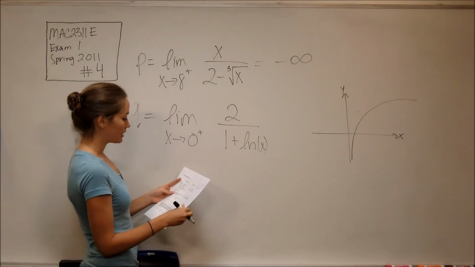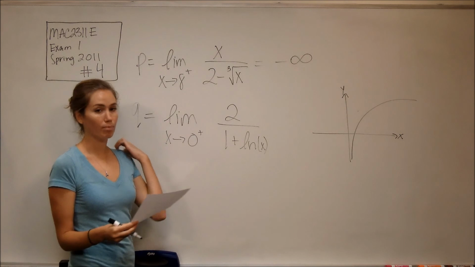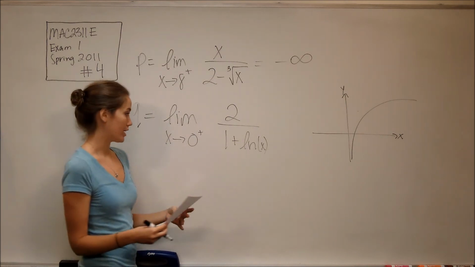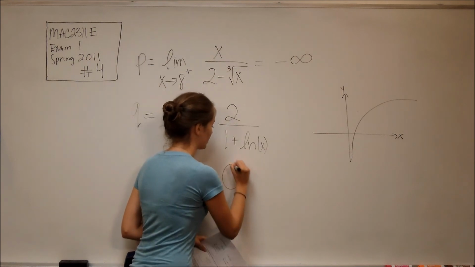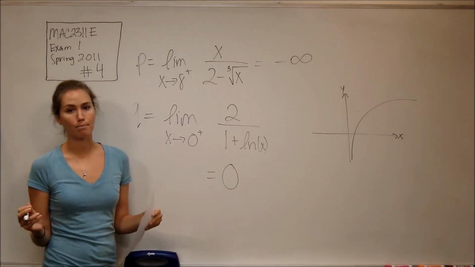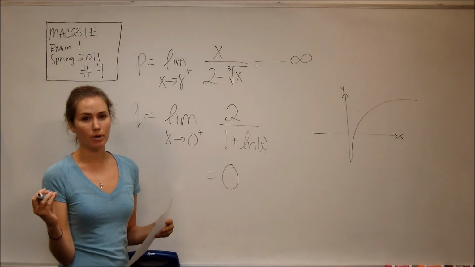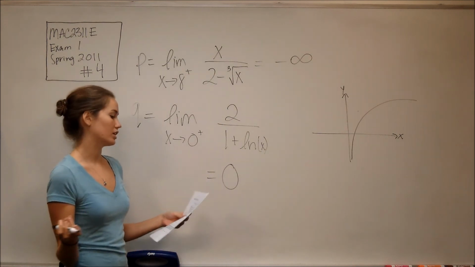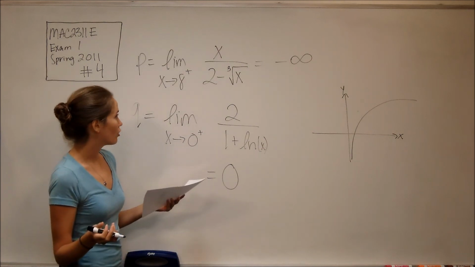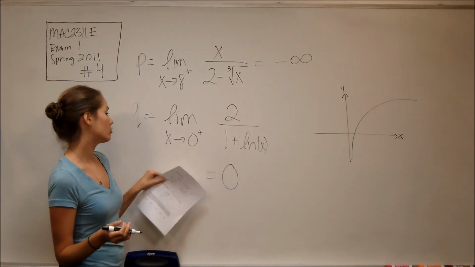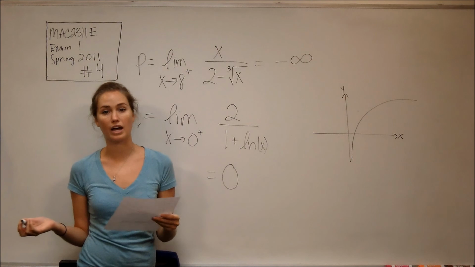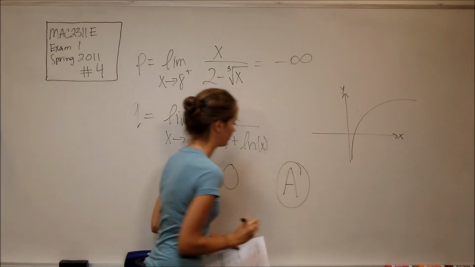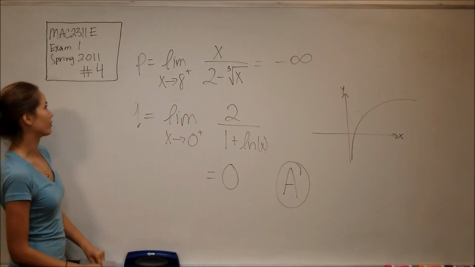Anything divided by negative infinity or positive infinity is equal to 0, because if you divide 2 by some incredibly large number, it just keeps getting smaller and smaller until it's approaching 0. So we know that P is equal to negative infinity, Q is equal to 0, and our only answer choice that has both of those is A. And that is it for problem number 4.